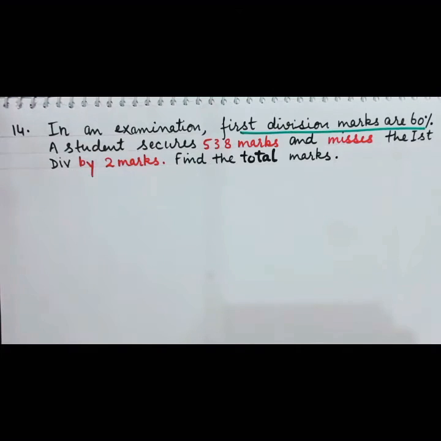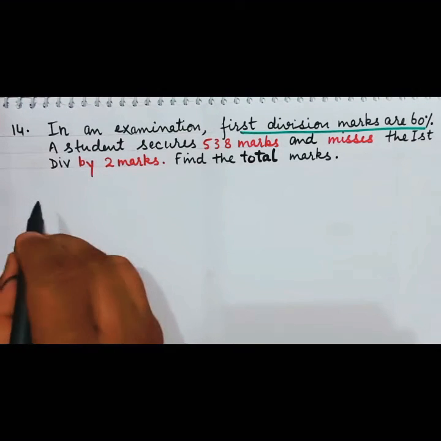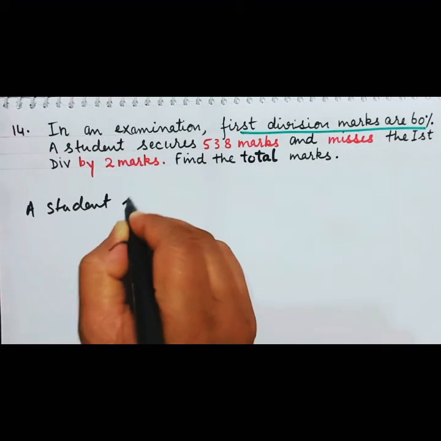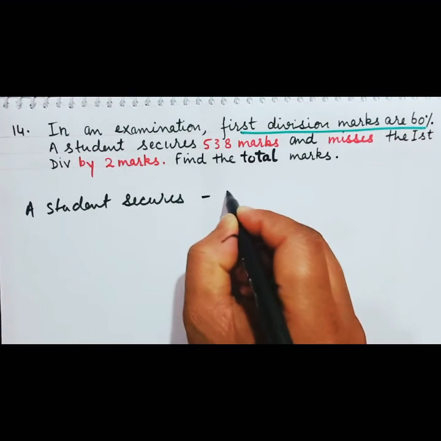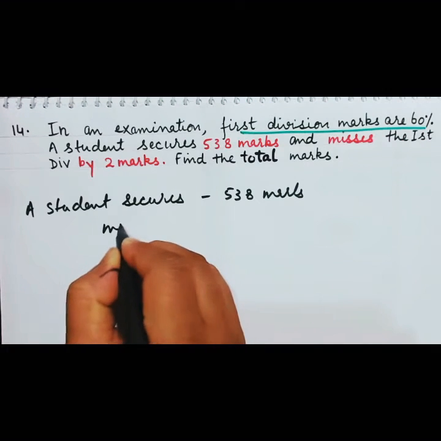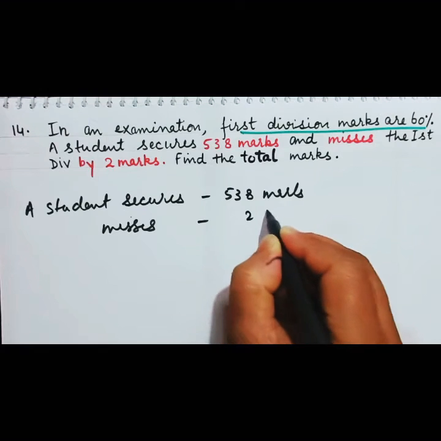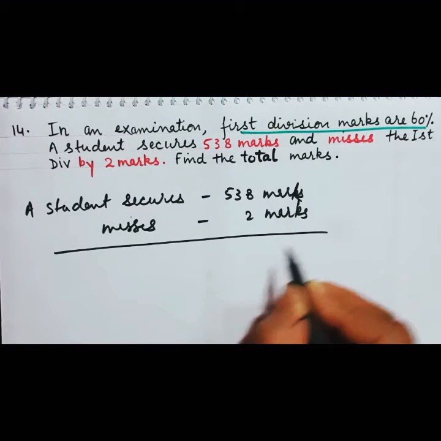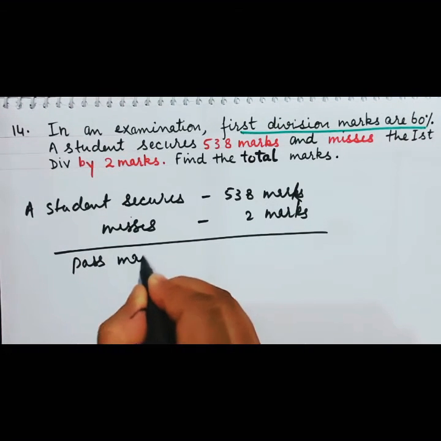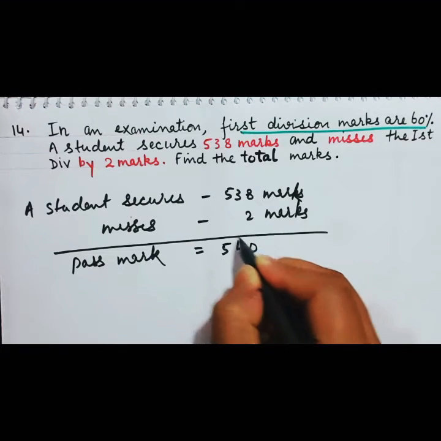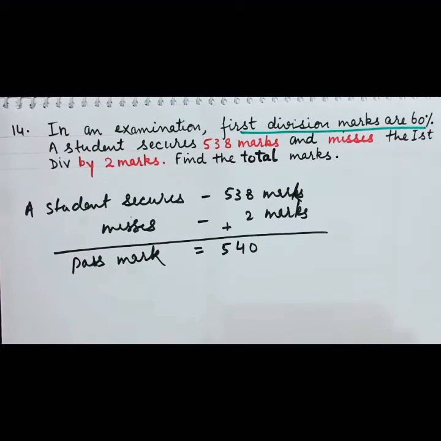Okay, so a student secures 538 marks and misses 2 marks. This means the pass mark was 540. This was his pass mark.